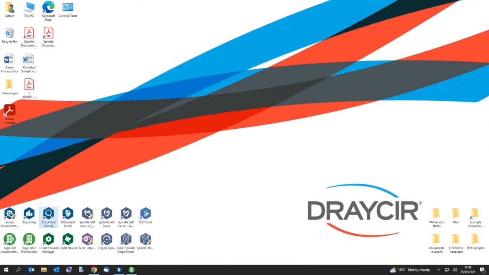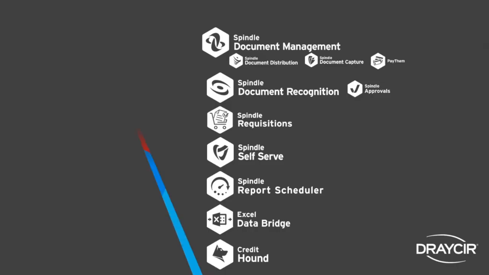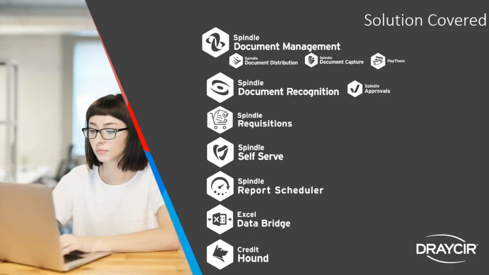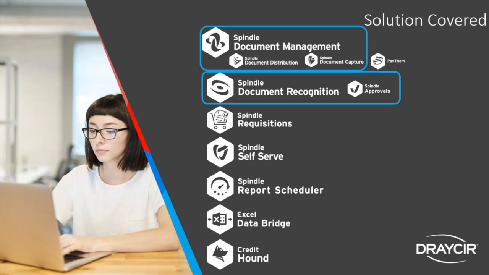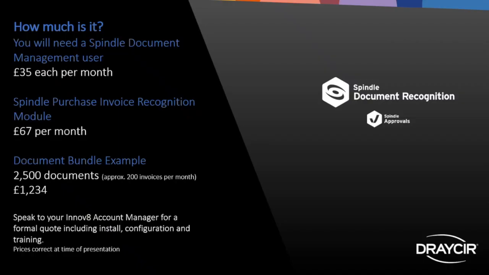Okay. So I'm just conscious of the time. You will still have time to ask me questions at the end, so don't worry about that. So we've actually really looked at two different solutions. So Spindle Document Management is a prerequisite, it's an add-on to the recognition tool that you've just seen there. So you'll always have to be a full Spindle Document Management user in order to use the tool you've just seen, with the exception of the approvals, which doesn't need a license at all. It's the free tool that you get with it. So how much is it?